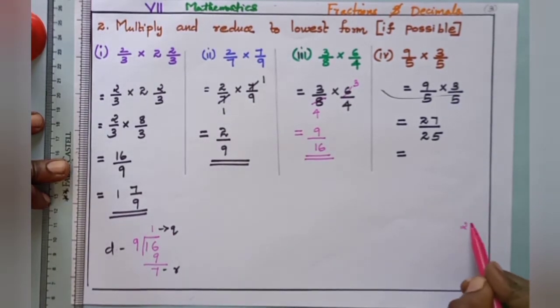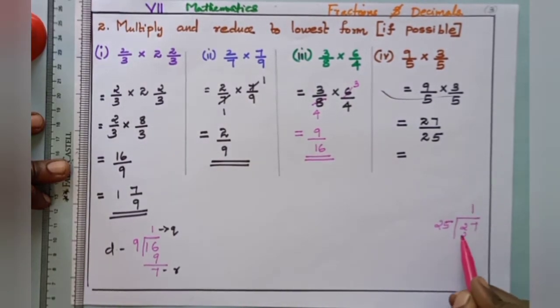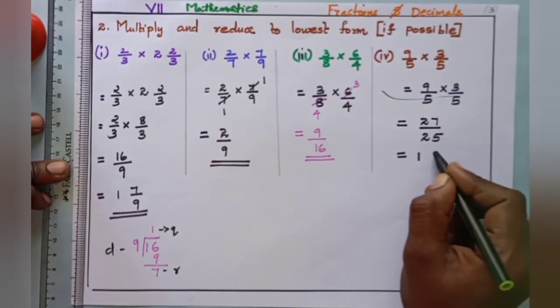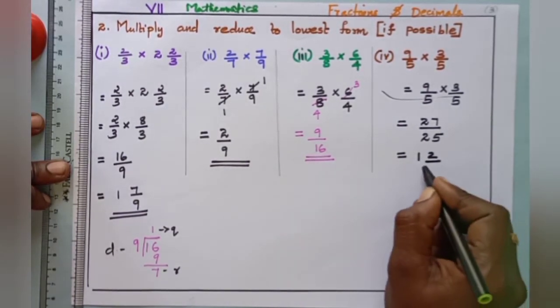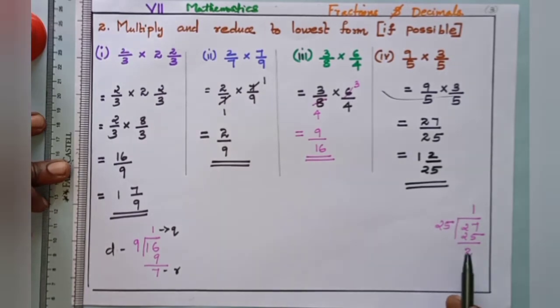27 divided by 25. 1 times 25, remainder 2. So write it as quotient 1, remainder 2 by divisor 25. 1 and 2 by 25 is the final answer.